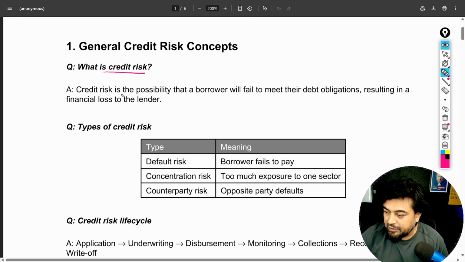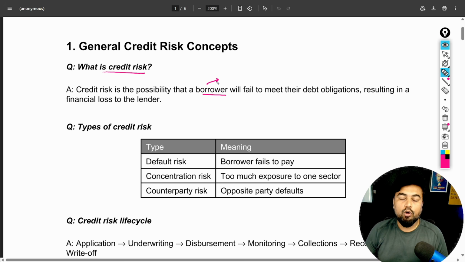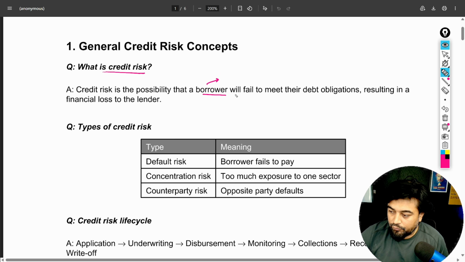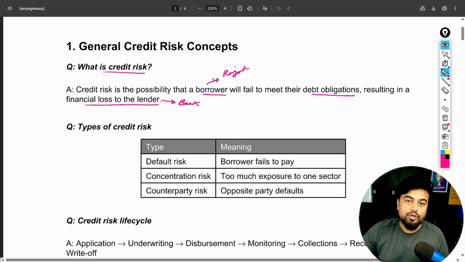Credit risk is the possibility that a borrower fails to meet their debt obligations, resulting in a financial loss to the lender. Who is the borrower? We are the borrower. Let's say the bank gives us the money, so we are the borrower. Who is the lender? The lender is the bank, and the borrower is Rajat. If I am failing to give the money back, that is known as credit risk.